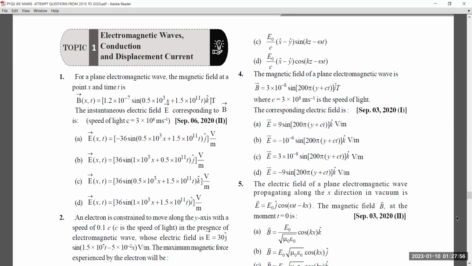In which direction is the wave moving, guys? Plus x or minus x? When the sign between kx and omega t is positive, it is moving in the negative x direction. So the rule is simple. If we have omega t minus kx or kx minus omega t, it is positive x direction, and when it is plus, then negative. Understood? So this wave is moving in the minus x direction.